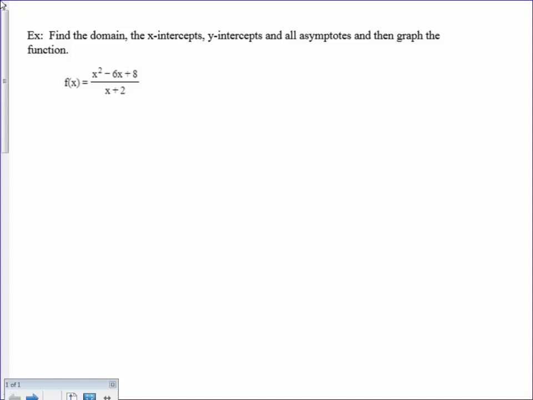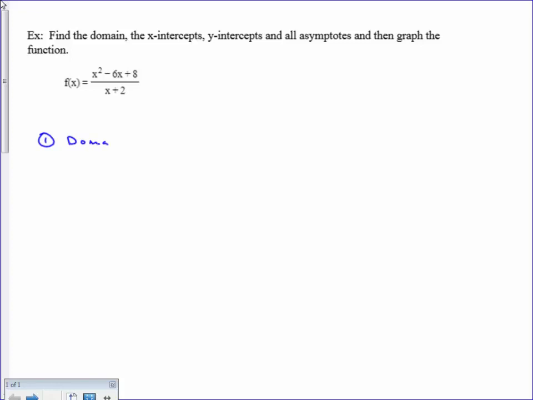In this example, we've been asked to find the domain, x-intercepts, y-intercepts, and all asymptotes, and then ultimately graph the function. I will use our 8-step approach to graph this function. Our first step is to find the domain.